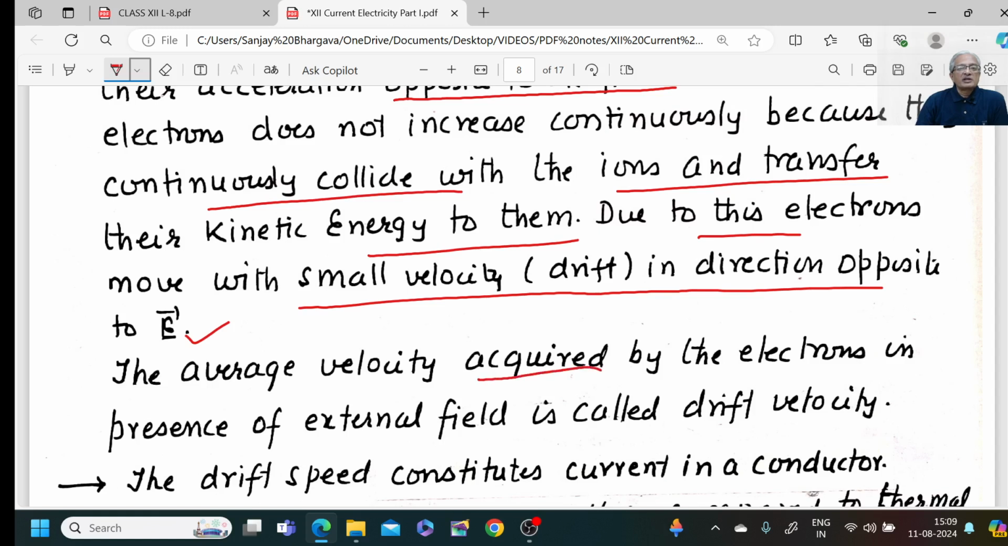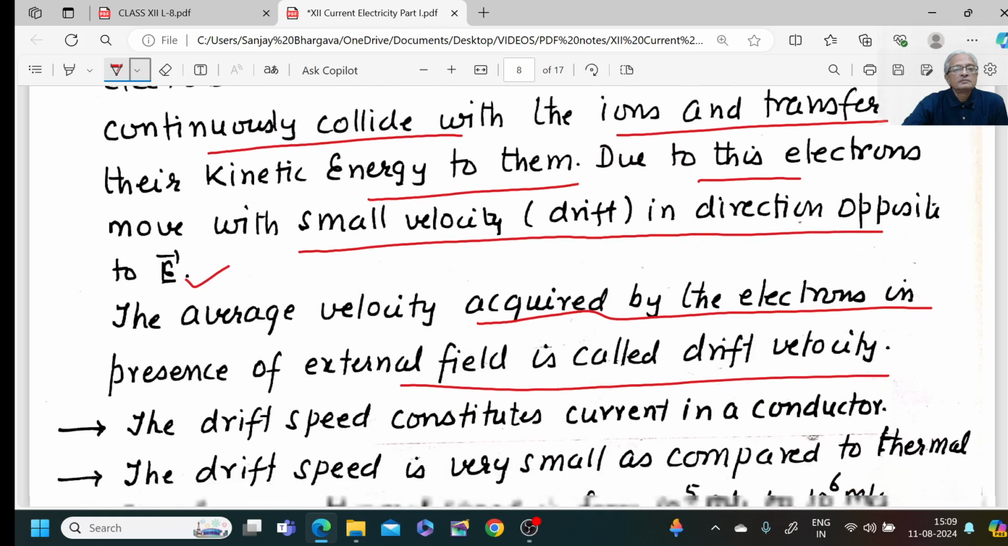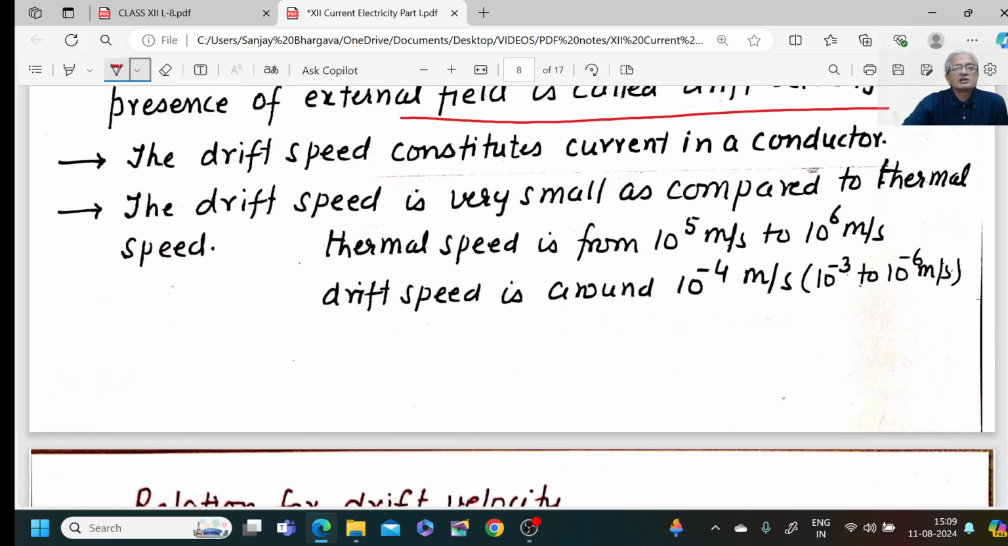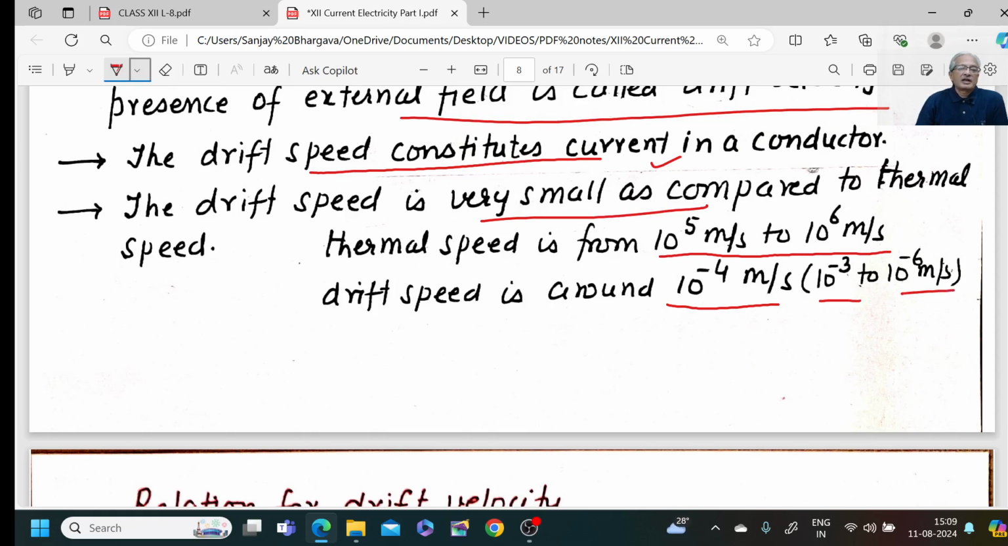The average velocity acquired by the electrons in presence of external field is called drift velocity. The drift speed constitutes current in a conductor. So this drift speed is responsible for generating current in a conductor. The drift speed is very small as compared to the thermal speed. Thermal speed ranges from 10^5 meter per second to 10^6 meter per second, while the drift speed ranges from 10^-4 meter per second, that is, 10^-3 to 10^-6 meter per second.